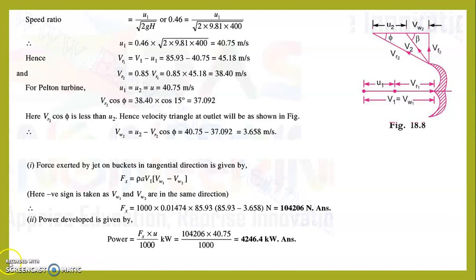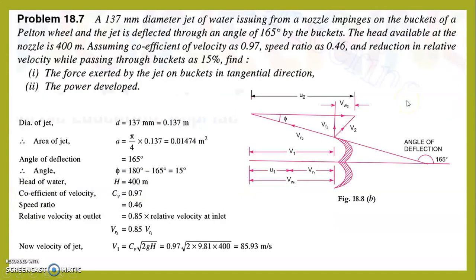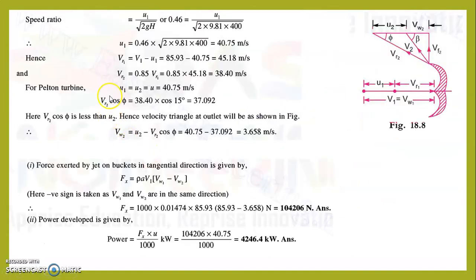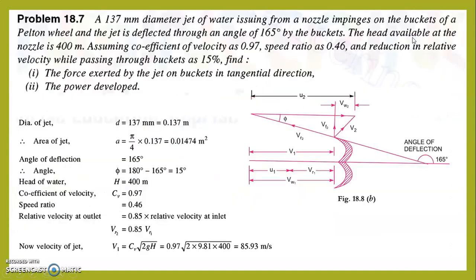In this question, as the value of beta is not given, we cannot predict whether to draw this figure or this figure. So after finding that VR2 cos phi is less than U2, we conclude that beta is greater than 90 degrees and we have to follow the second figure. Using the second figure, we will calculate the value of force and power. Okay, thank you.